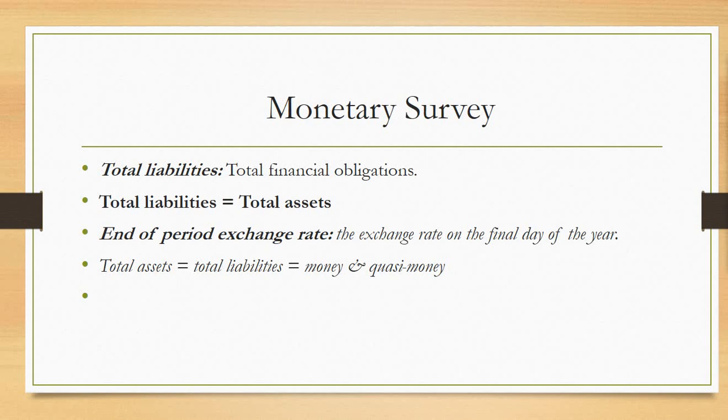And finally, the end of period exchange rate, which is the exchange rate at the end of the year. That will be used in the calculation of anything to be converted from dollars to pounds and vice versa. This is the end of our lecture today, and from next week we are going to start to work on the four accounts together and fill in the missing spaces of the four accounts with each other.